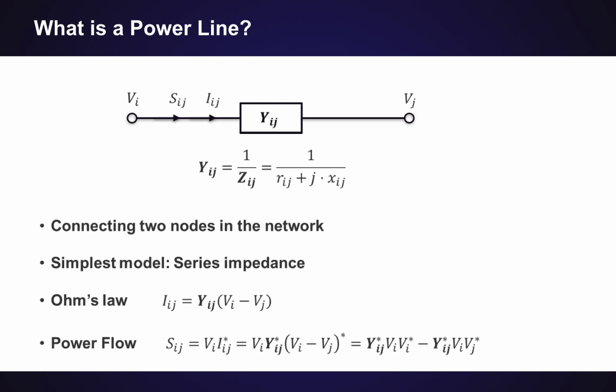The power flowing across this line, and in particular from node I into the line, is given by Sij, and is the voltage at node I times the complex conjugate of the current Iij, and can be shown as this expression down here. We should note that we have a different expression for the power flowing from node J into the line, which is given by the voltage at node J times the complex conjugate of the current Iji. In general, those two are not the same, because we have power losses occurring on the line.